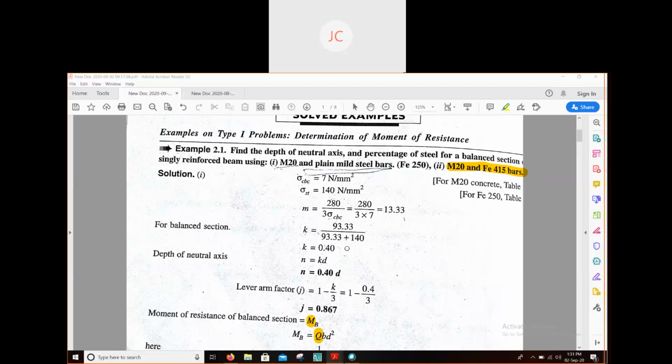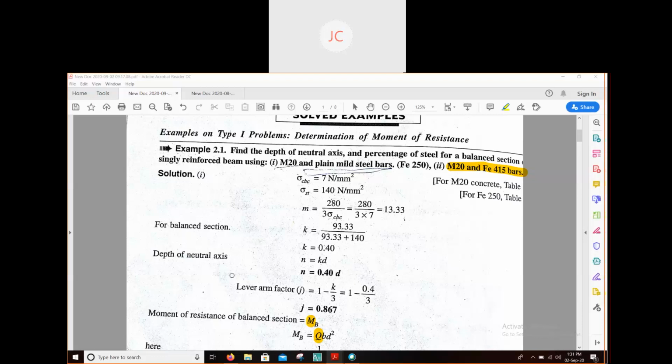The n value is 0.29d. Okay, what is the value of j? 0.91. Yes, 0.9. Okay. So next you find out the moment of resistance.